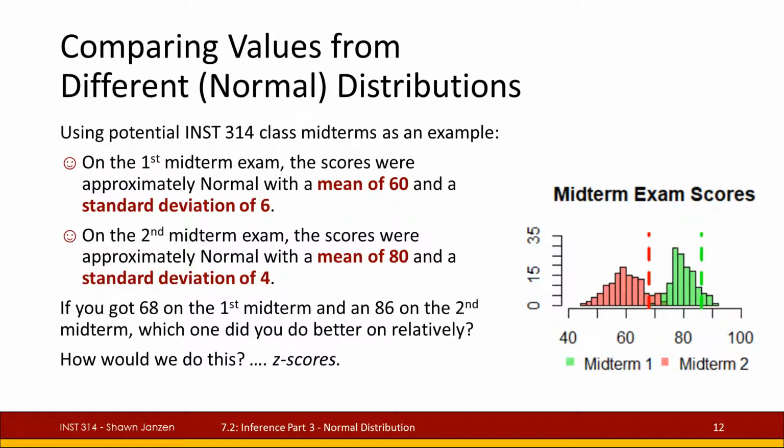But what we're generally going to ask is, if you got a score of 68 on the first midterm and you got an 86 on the second midterm, which one did you do better on relatively? To answer this question, we need a concept called z-scores, which I'm going to introduce to you in the next video. I'll see you then.